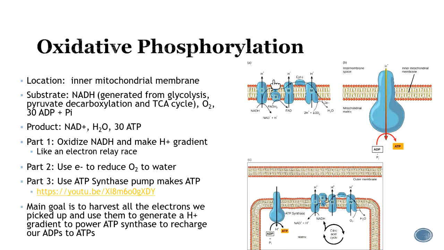The second part is we have to use electrons to reduce oxygen to water. Oxygen is going to be the final electron acceptor. So these electrons, after they go through all these proteins, need to find a place to go. What they do is they hop on with oxygen, and we have water. So this is one of our products right here.